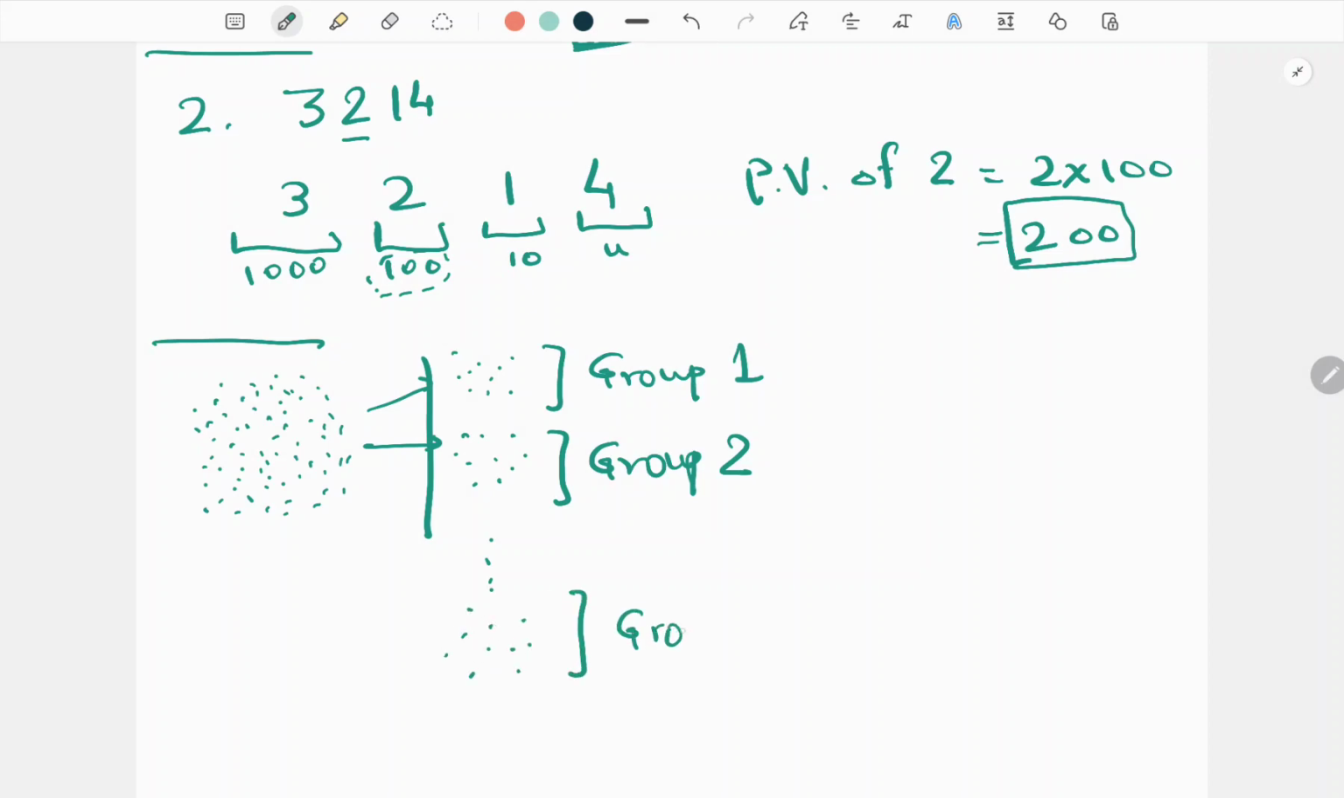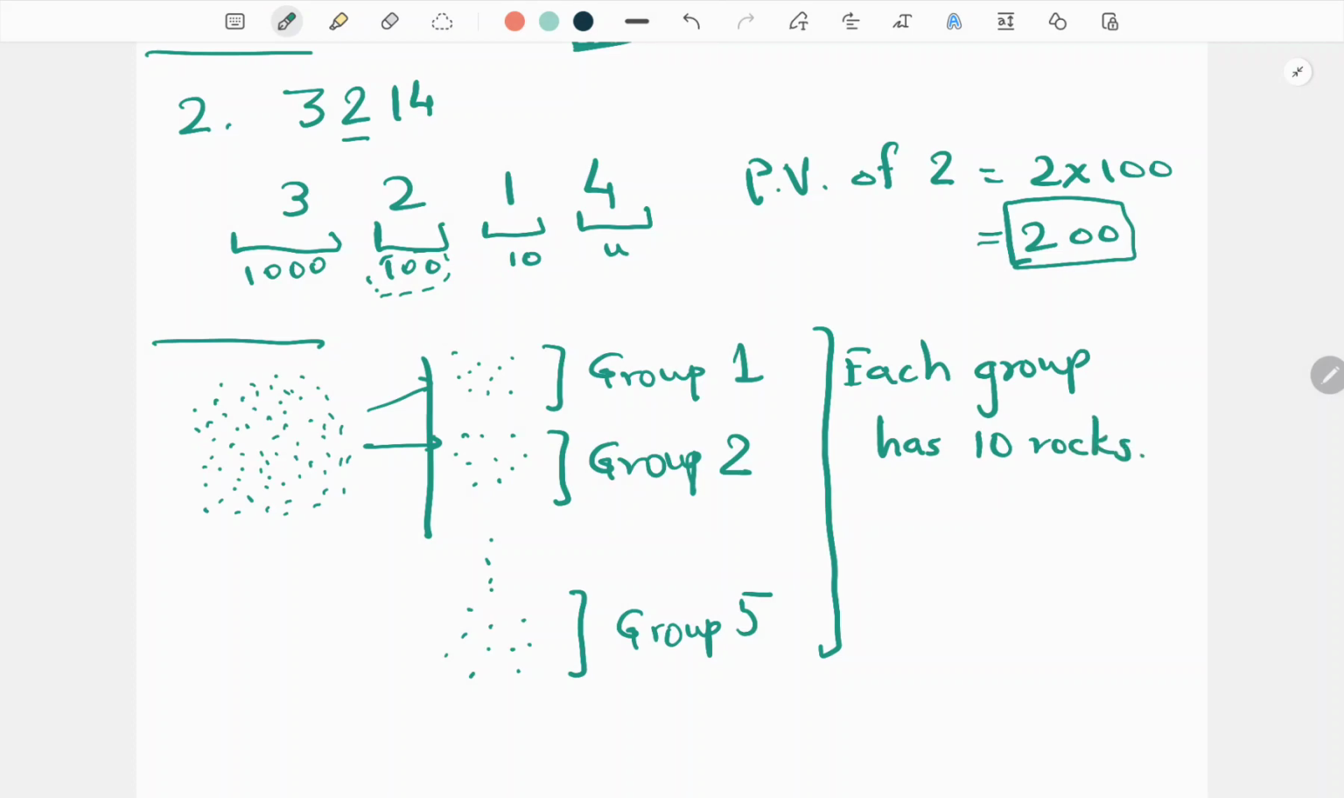Suppose this is group 5, and all the dots, or all the pebbles, are now accounted for. So each group has 10 rocks, and there are no more rocks left. It is exactly 50 rocks that are accounted for.